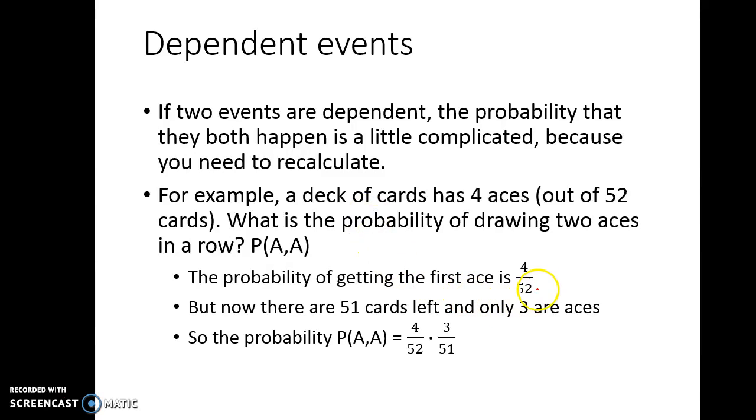The probability of getting that first ace was 4 out of 52. There are 4 aces in the deck out of 52 cards in total, or 1/13. But now that there's only 51 cards left with 3 aces, the probability of getting that second ace is actually 3/51. The probability of getting an ace on your first try and an ace on your second try then is 4 out of 52 times 3 out of 51. We're multiplying here because we're asking what's the probability of getting 2 aces in a row? In other words, getting an ace and getting another ace.